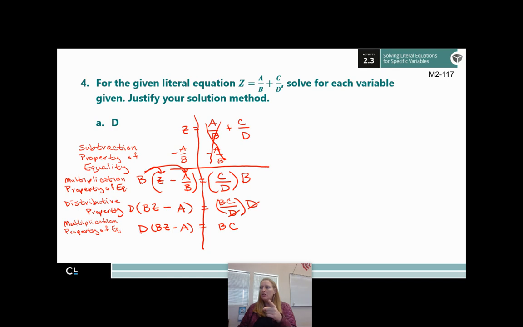And you know what? This now looks like the issue we had with the trapezoid thing, right? Oh my gosh, D times BZ minus A, which means I can undo the multiplication by dividing. And if you do it to one side, you must do it to the other. So those will cancel out. Ooh, which means we're using the division property of equality.